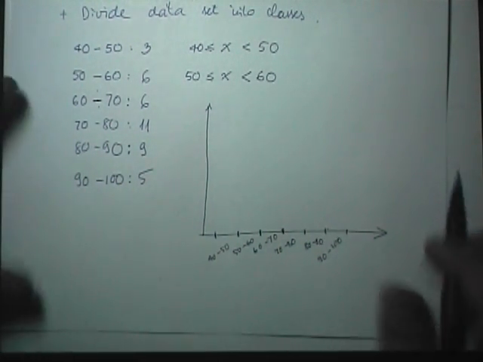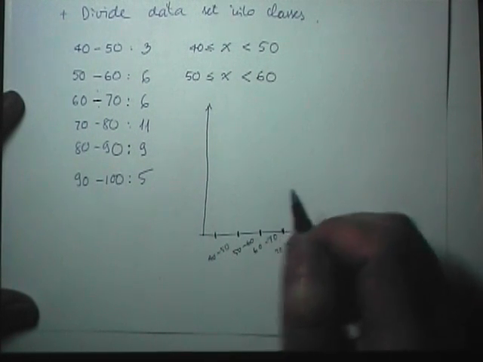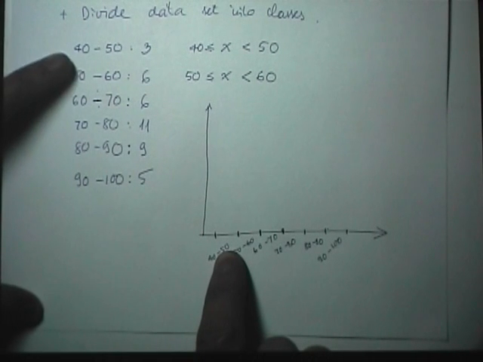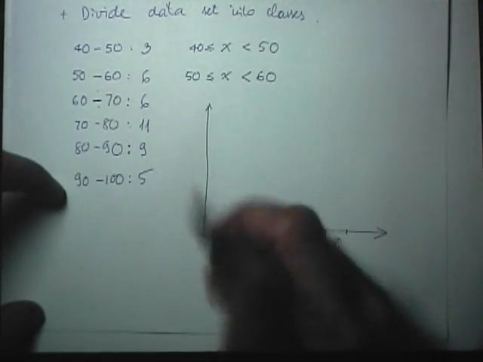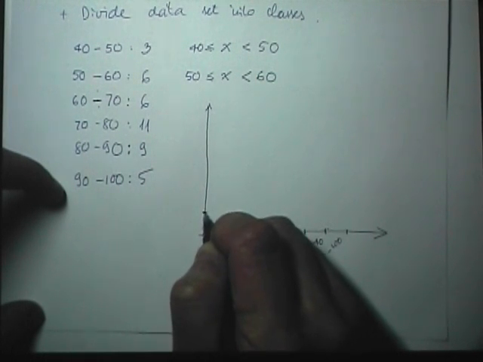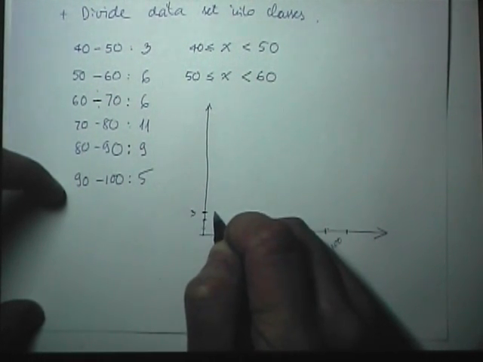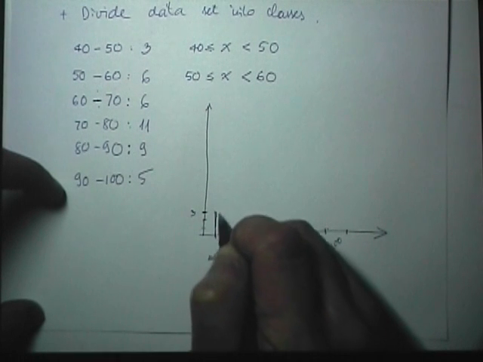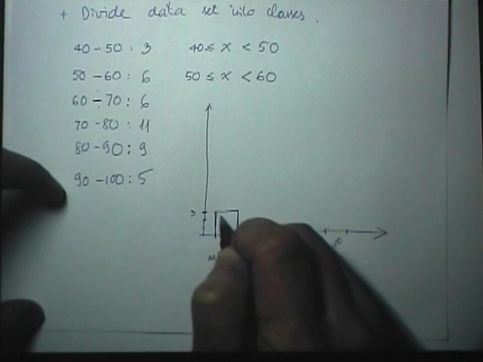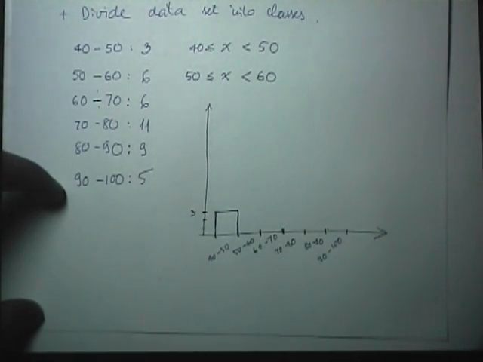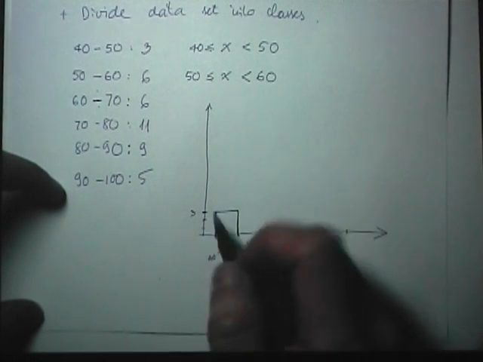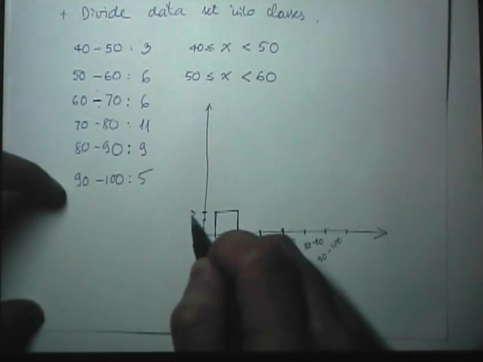Now for the first class, the class between 40 and 50, right? How many of them are there? There are 3 of them. So I'm going to do 1, 2, and 3. So this is 3 right here. So my first class, I'm going to draw a rectangle up reaching the height 3. So I'm going to draw for myself that rectangle bar right there. Once again, the height of that rectangle bar represents my class frequency, right? I got 3 data items.